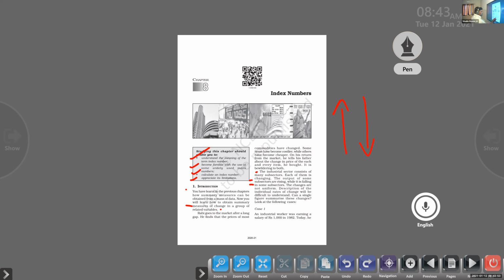Can a single figure summarize these changes? Can we use a single figure to summarize these changes in the industrial sector? Is that possible or not? Here, a number of case studies are mentioned in your textbook. For example, an industrial worker was earning a salary of, sorry, 1,000 rupees in 1982. In 1982, the salary is just 1,000 rupees for that individual.